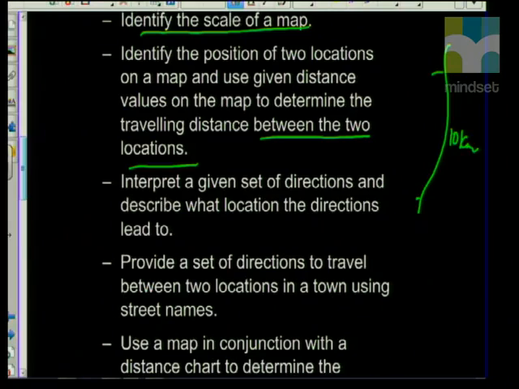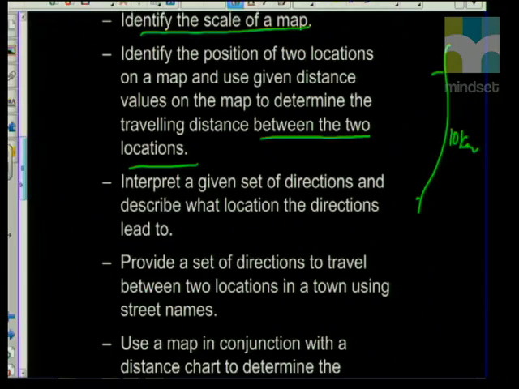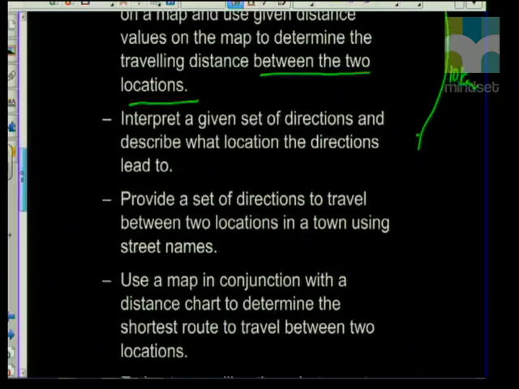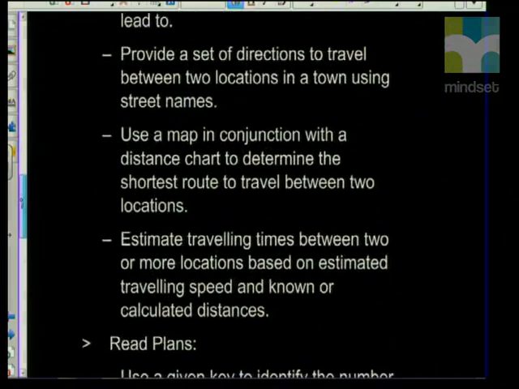You also need to be able to interpret a given set of directions and describe what location the directions lead to. So they could be giving you a list of instructions and you then need to tell them where you've ended up from one location to the next. I know this sounds pretty easy, but these are the skills that you would need to be able to do.